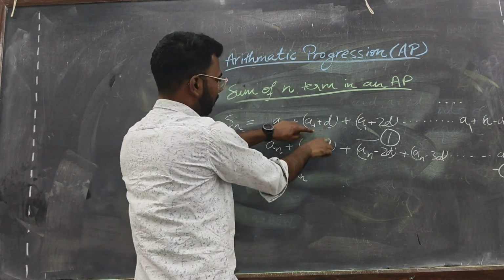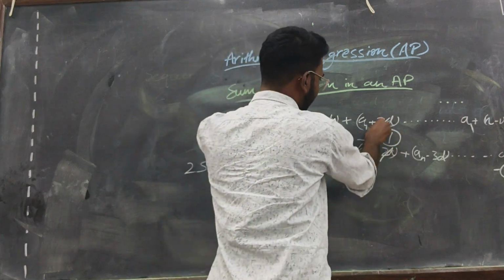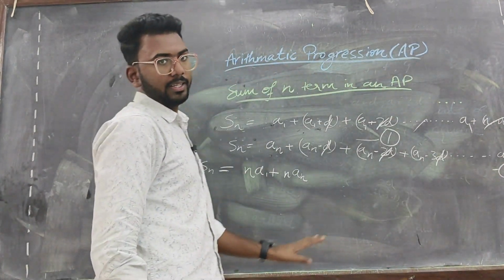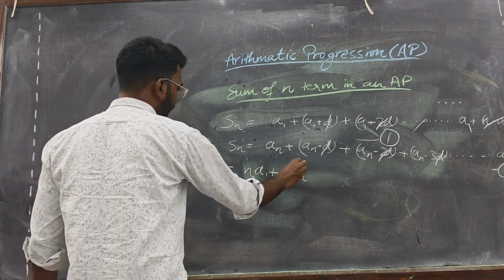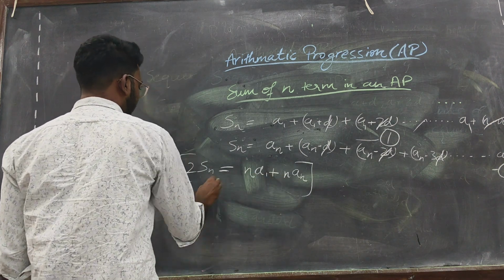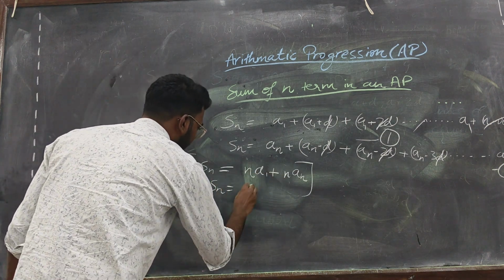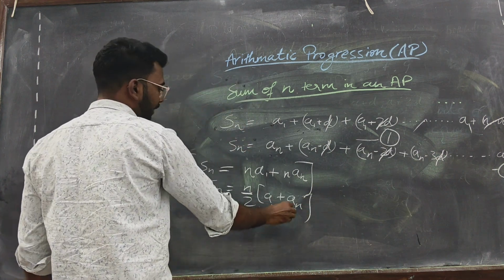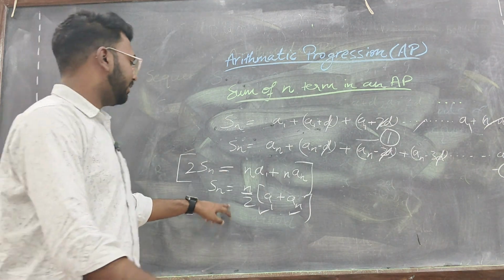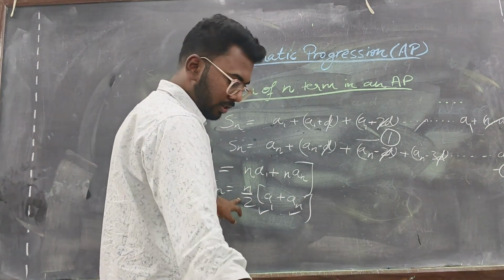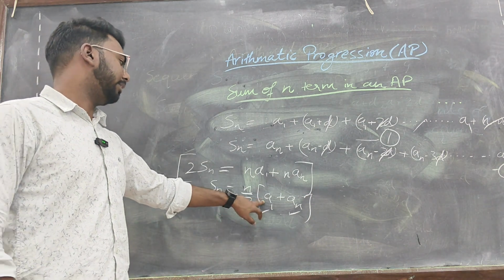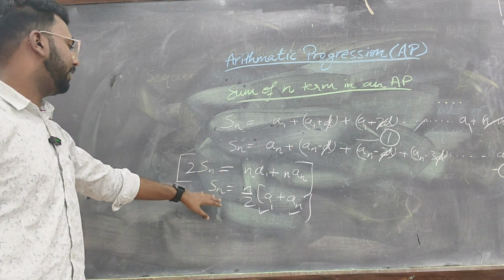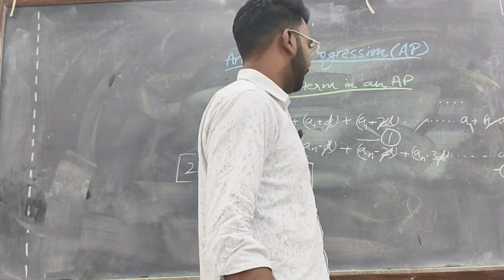And d will cancel out. d, this one and this one will cancel out. 2d, this one plus this one will cancel out. 3d will cancel out, and (n minus 1)d, all differences will be cancelled out. So we will arrive at the formula 2Sn equals n a1 plus n an. So Sn will be, n being common, n upon 2 into (a1 plus an). So this is the first term of the AP and this is the last term of the AP. So we can say that the sum of an arithmetic progression will be half of the number of terms into (first term plus last term). So this is how we can derive the formula for the sum of an AP.